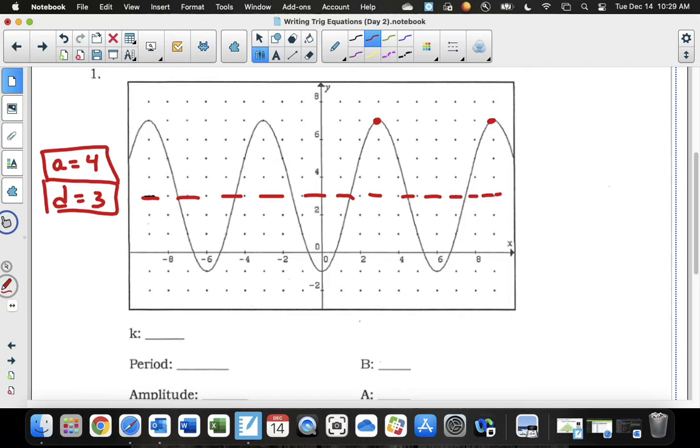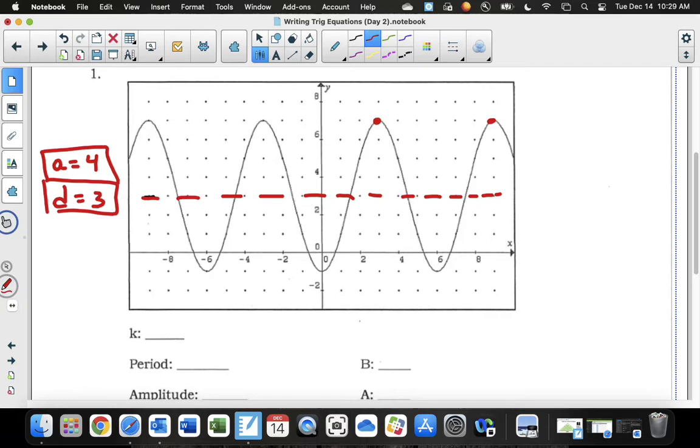What I'm going to pick, for no specific reason to be honest, is a maximum to a maximum. We go from here all the way through to the next one. We've completed 1 full wave. How long does it take? If you notice, this one's at 3, and the next one's at 9. It takes 6 radians to get all the way through a full wave.